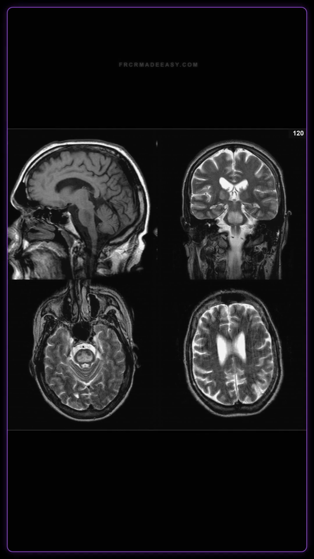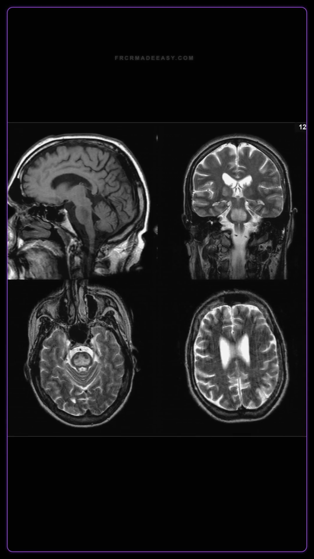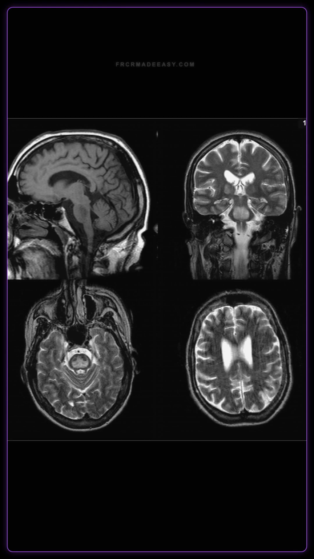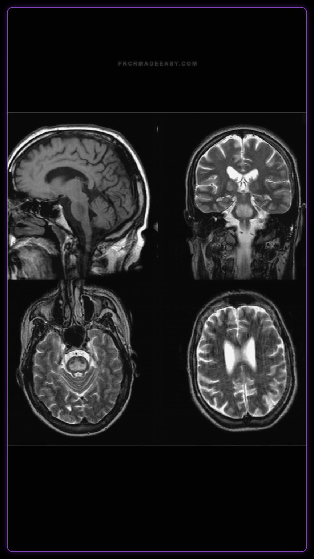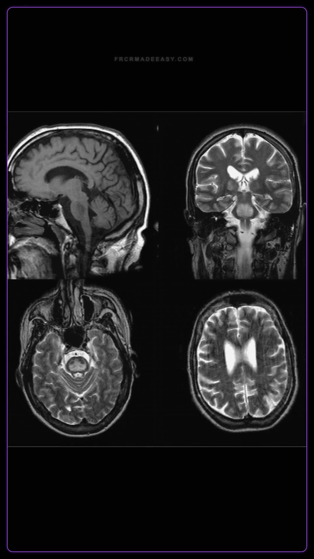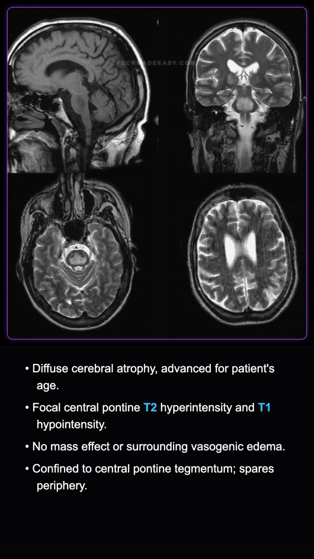A 28-year-old male of no fixed abode presented with a short history of confusion and limb weakness. I am showing you axial, sagittal, and coronal brain MRI scans. Describe the findings. Let's see.